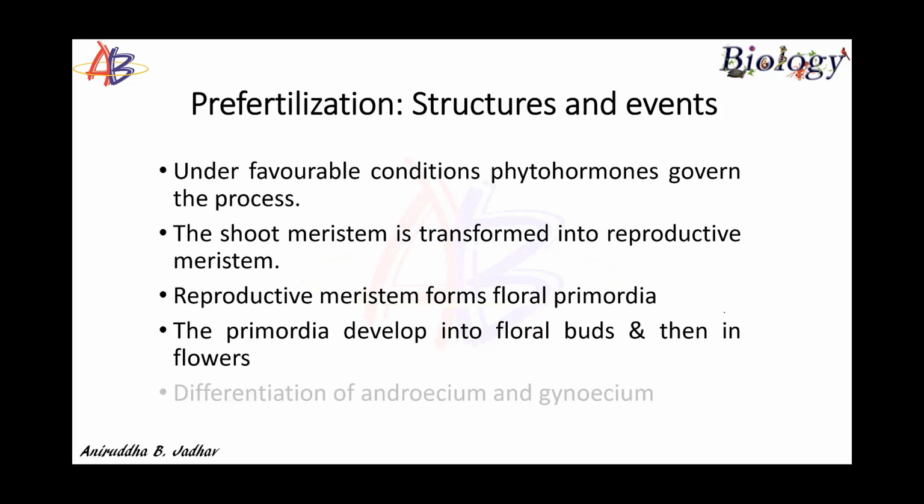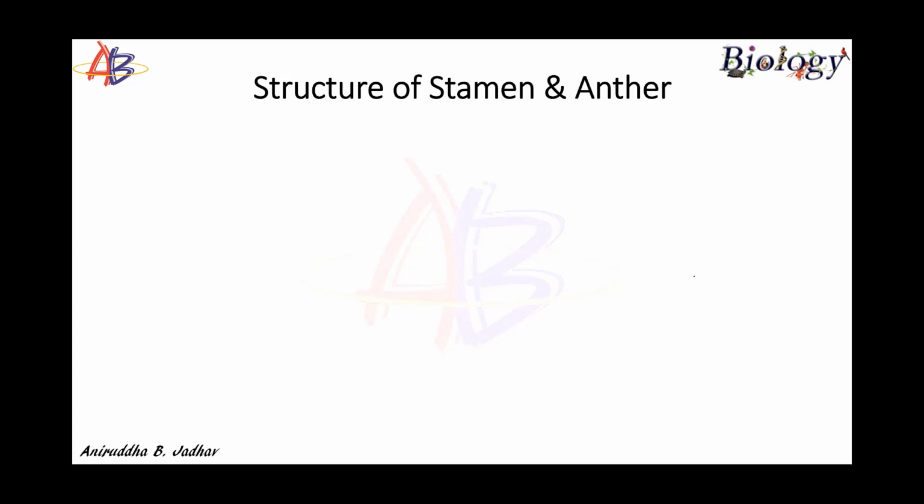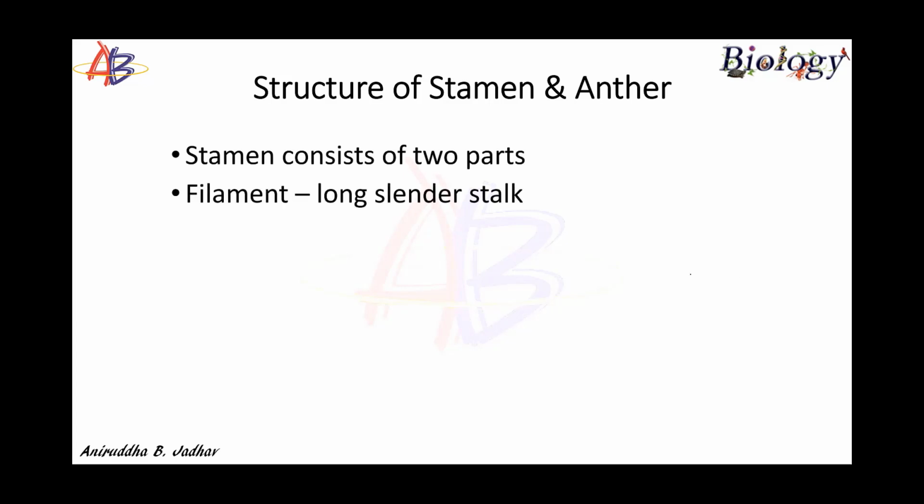So within this flower, the androecium and gynoecium differentiate and develop to carry out the sexual reproduction process. Now let us first talk about the male reproductive part of the angiosperm flower, that is the stamen. A typical stamen consists of two parts. First, the filament and anther. The filament is a long and slender stalk, and its proximal end remains attached to the thalamus, or in some cases it also remains attached to the petals of the flower.